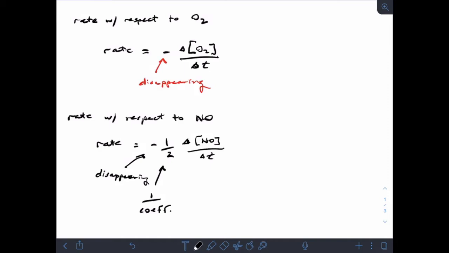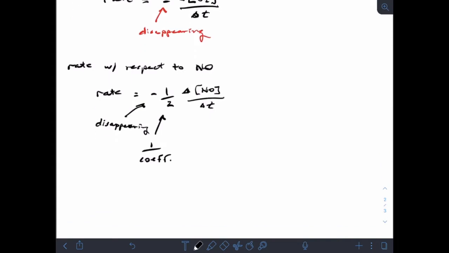Okay. So we have the rate with respect to O2, the rate with respect to NO. We can also write the rate with respect to NO2.